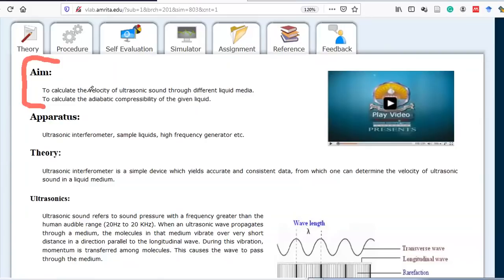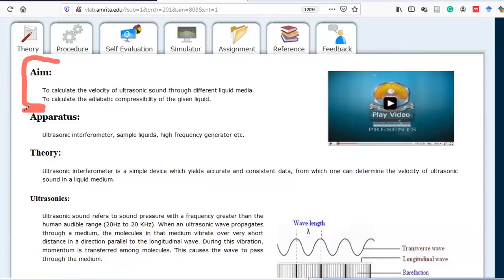First, to calculate the velocity of ultrasonic sound through different liquid media. So there are different liquid mediums, and you need to find out the velocity in that medium. Second is to calculate the adiabatic compressibility of the given liquid. That means how much a liquid can compress, that also you need to find out with this. Okay, so these are the aims you have to keep in mind.